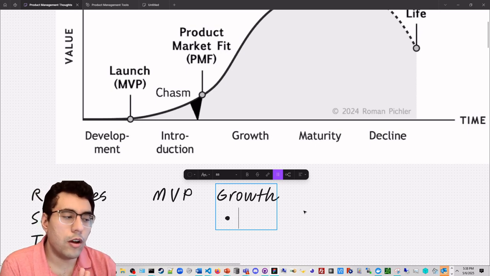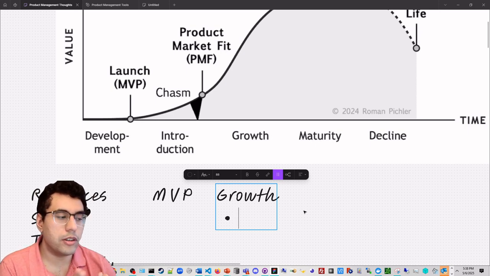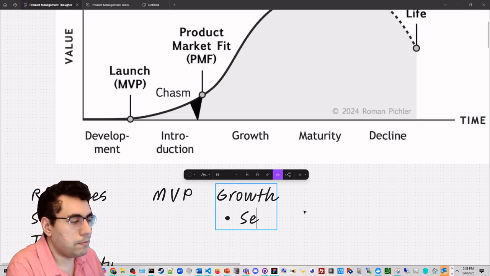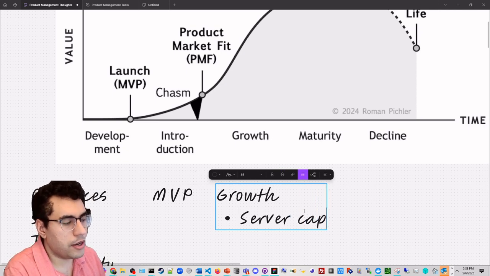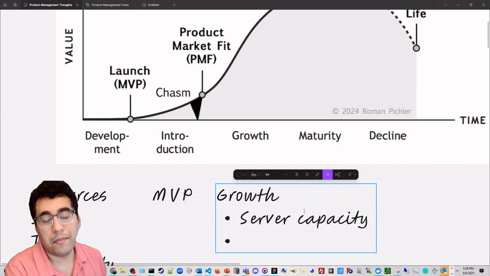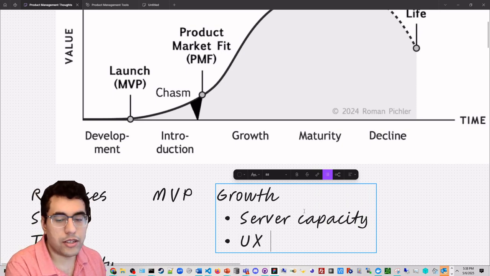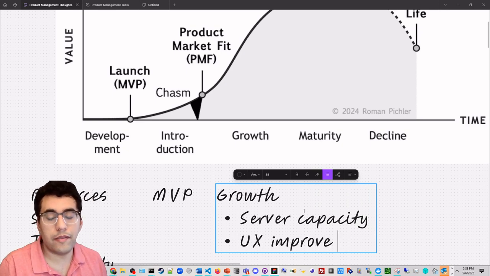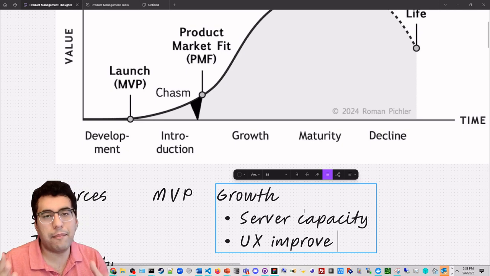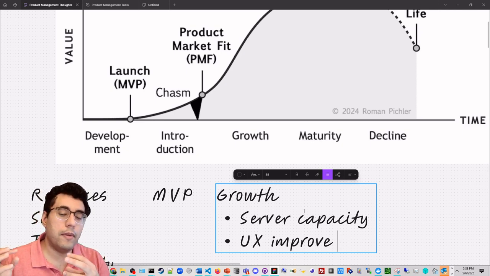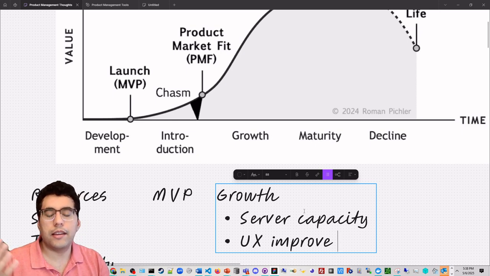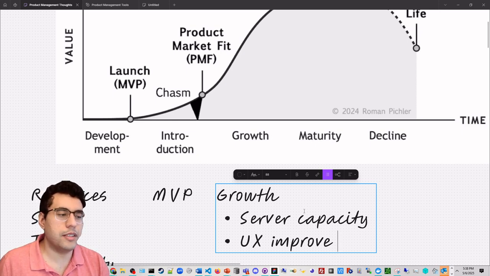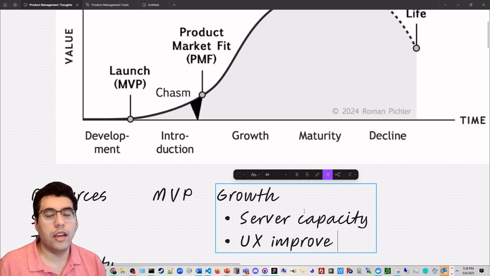But usually in growth, you're going to worry about server capacity. You're going to worry about improving the UX, right? So if you improve the UX, that's going to drive up server capacity. So you're going to need to make a balance between making improvements that drive a lot of clicks in the app compared to how much people are using resources on the server, and evaluating what really makes sense for customers and what really makes sense financially there.